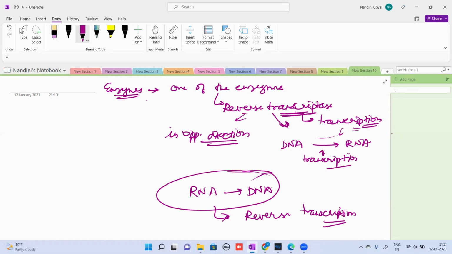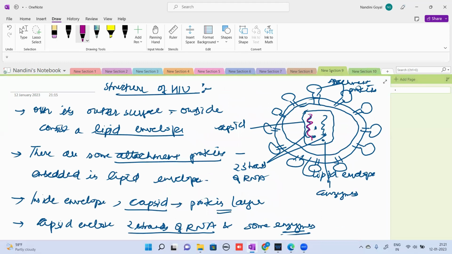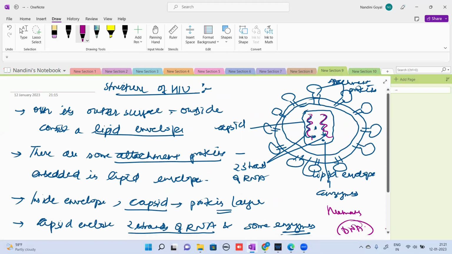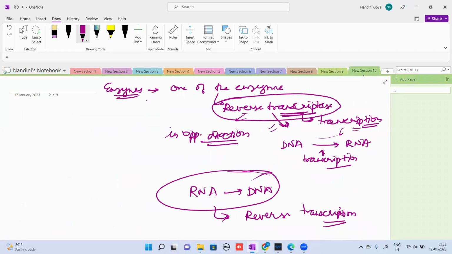So, why is the reverse transcriptase enzyme present here? See, there are strands of RNA present in this virus, and this virus has to affect humans, and humans have DNA. In order to survive inside the humans, this RNA has to be converted into DNA. So that's why this reverse transcriptase is present. Because when it comes inside the host, it can convert into the DNA. Got it?